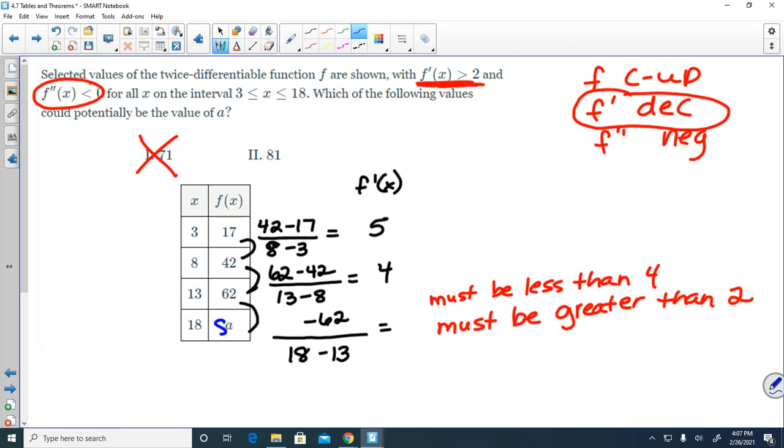So what happens if this is 81? So I'd have 81 here. 81 minus 62, divide that by 5, I get 3.8. Well, 3.8 is less than 4 and greater than 2. So 81 does make this work. So the only one that would make this true would be 81.